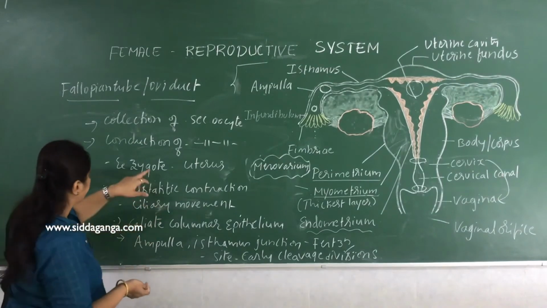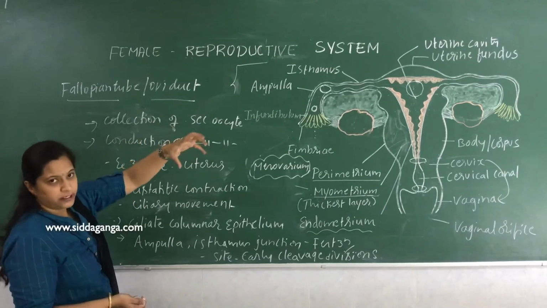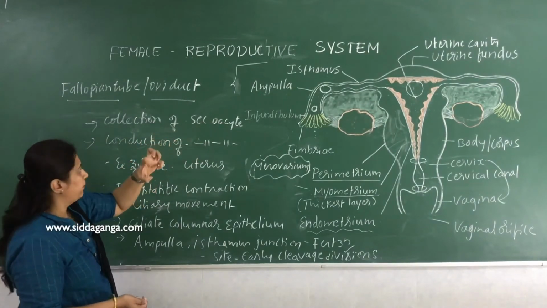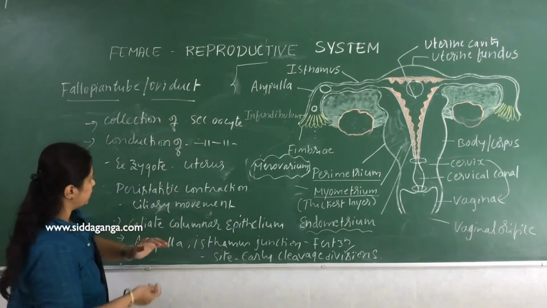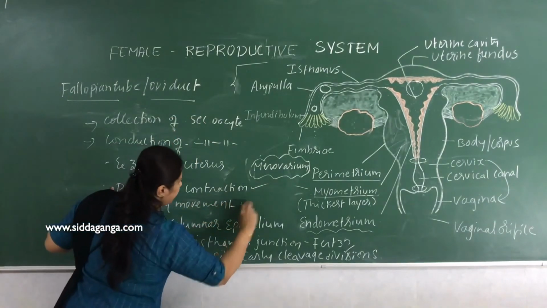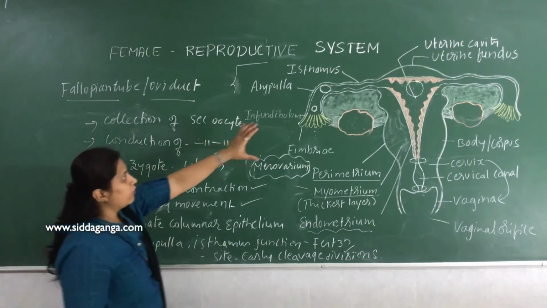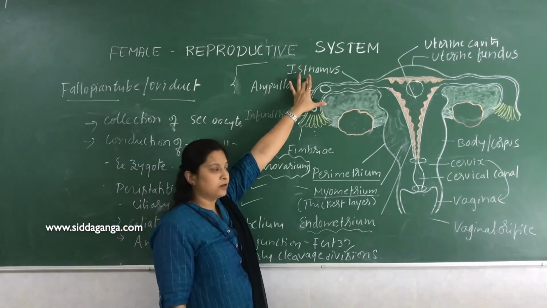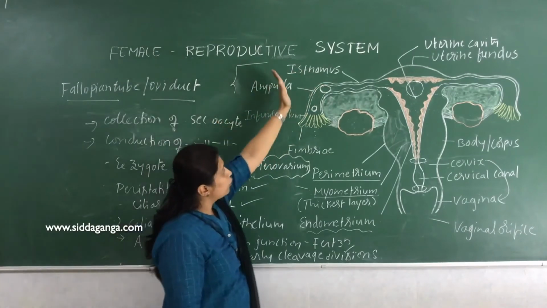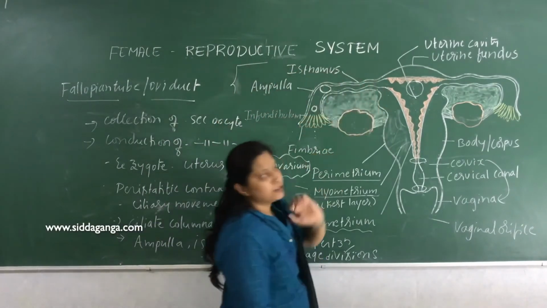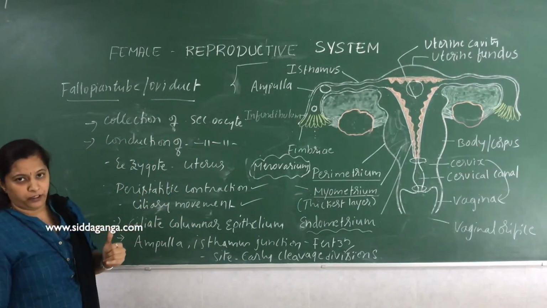Let us recall. The first thing is collection of the secondary oocyte by fimbriae. Then conduction of the secondary oocyte and zygote towards the uterus with the help of peristaltic contraction and ciliary movement. And it is a site of fertilization. Where does fertilization occur? In the ampulla isthmus junction. And it is also a site for the initial cleavage divisions. So all these are the functions of the fallopian tube.